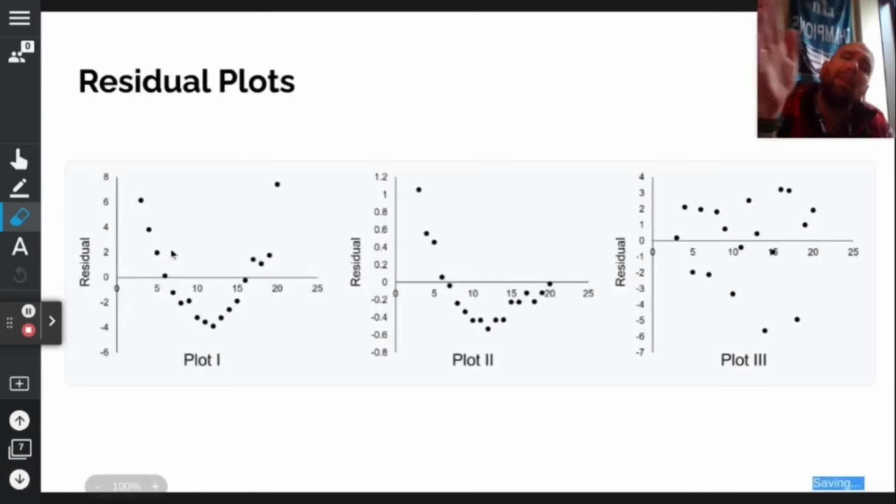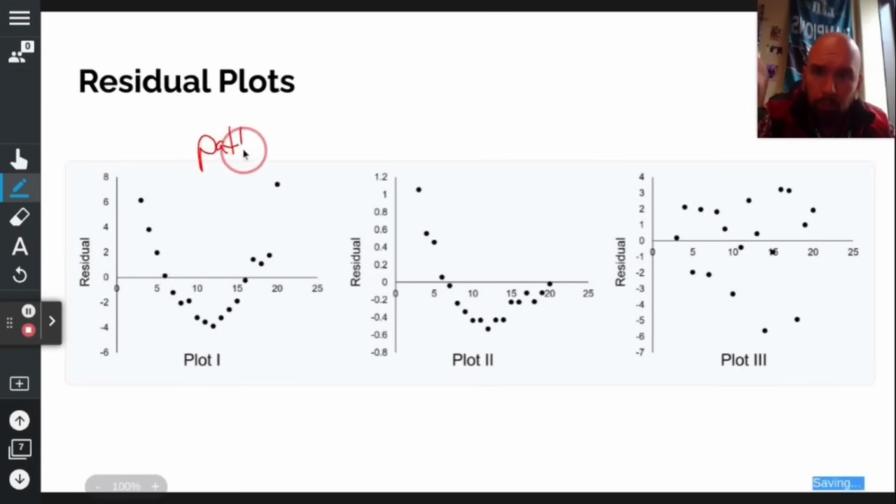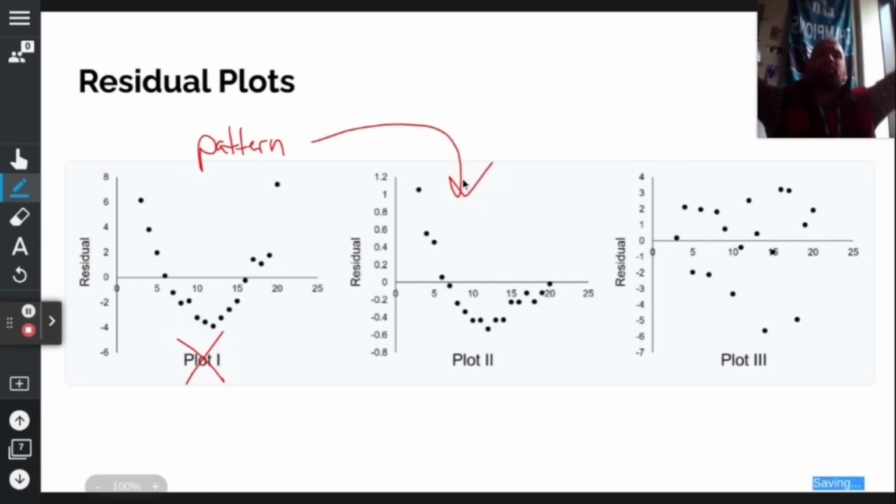So when I look at these residual plots, and I'm talking about patterns, this one represents a linear equation, this represents a linear equation, is a linear equation appropriate for this? The answer to this one is no, since there's a pattern that looks very quadratic going on here. Plot one does not represent a good linear equation because the pattern is above, above, above, below, below, below, below, coming back up, above, above, above. That's a pattern. So is that one.